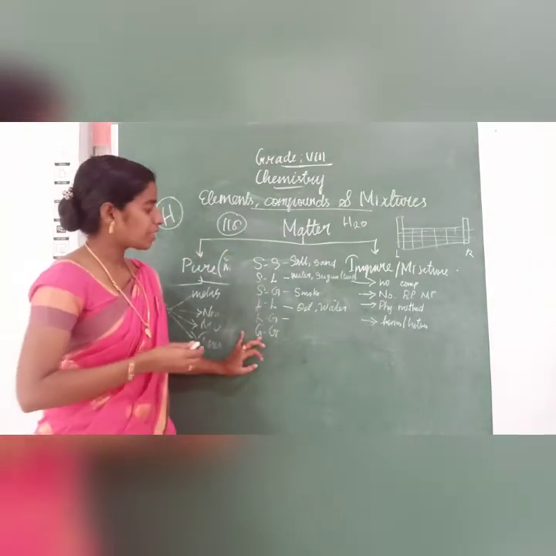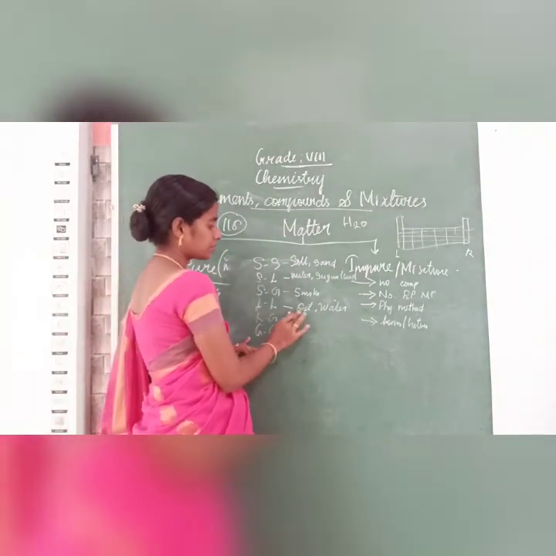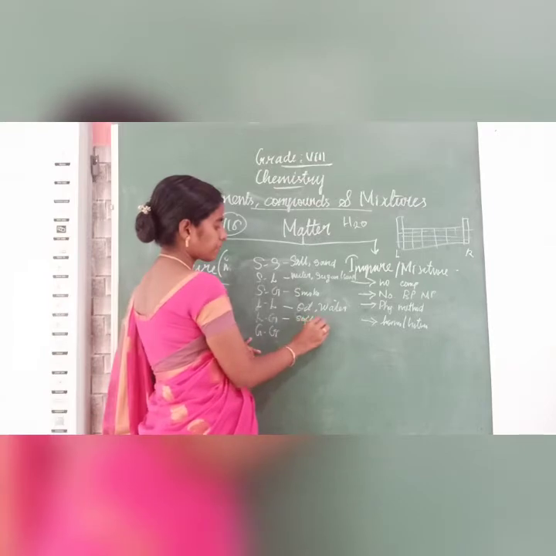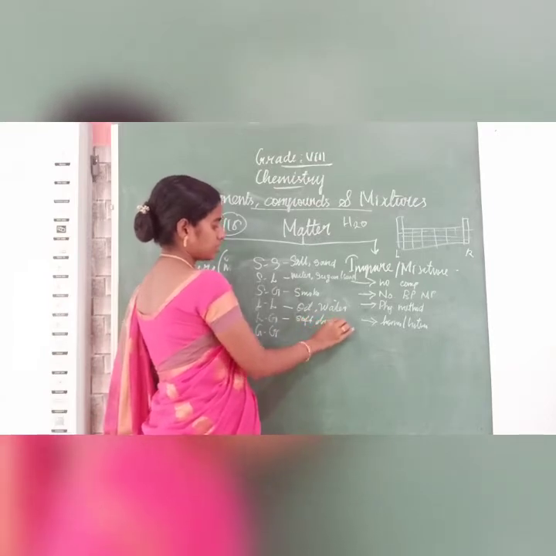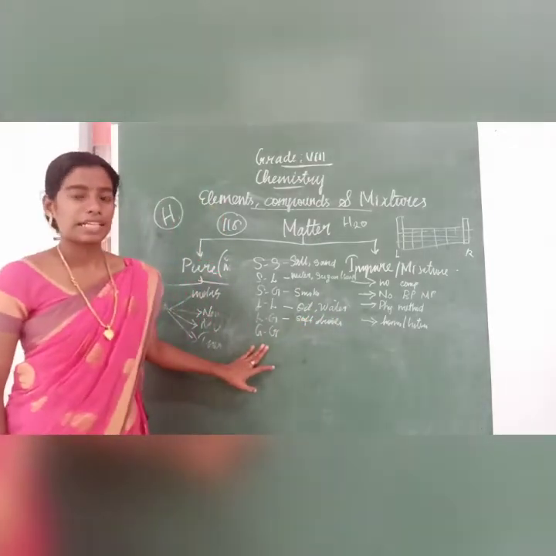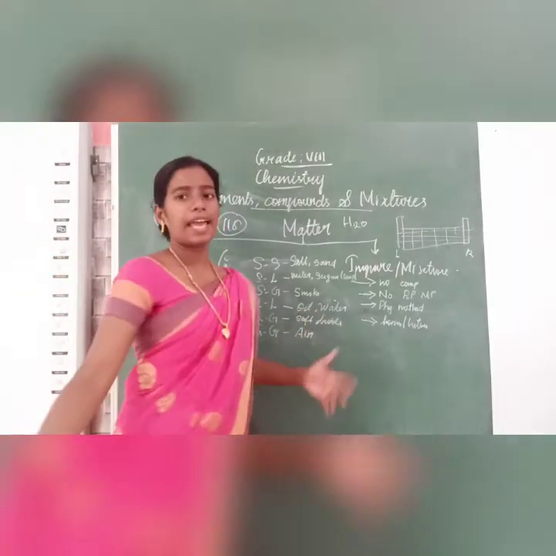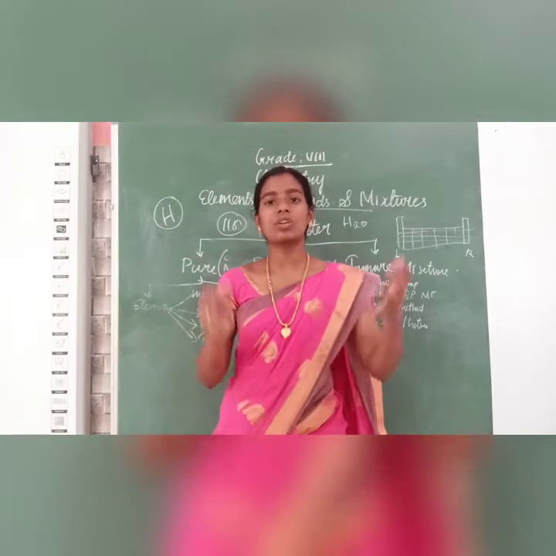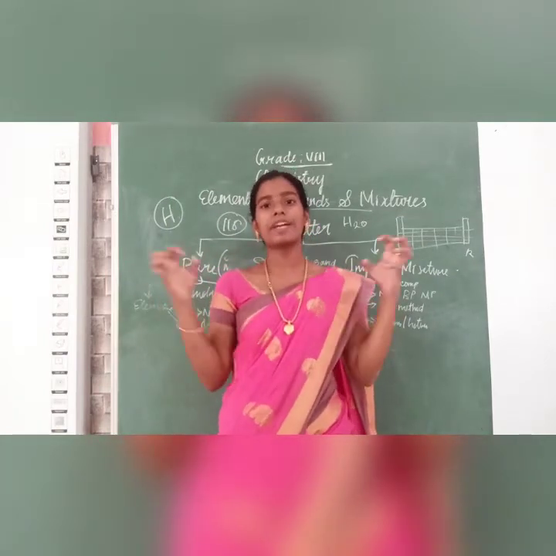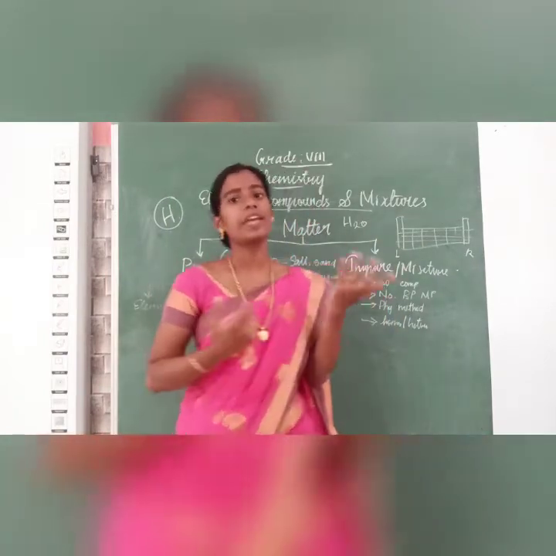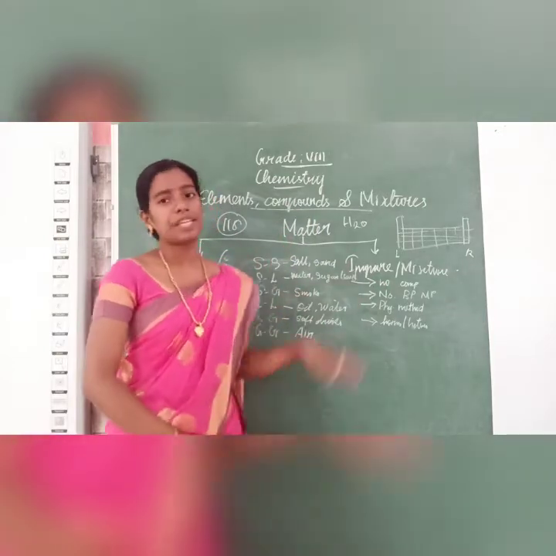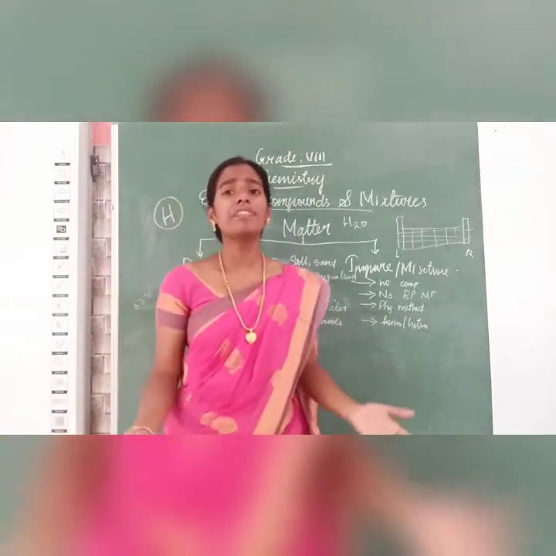And finally, gas in gas. An example: the air we breathe has nitrogen, oxygen, hydrogen, different types of gases combined together to form air. So, like this we can form any type of mixture.